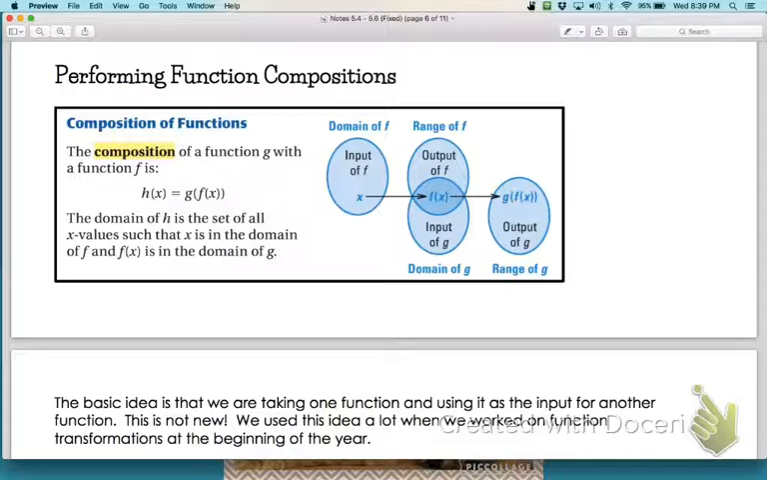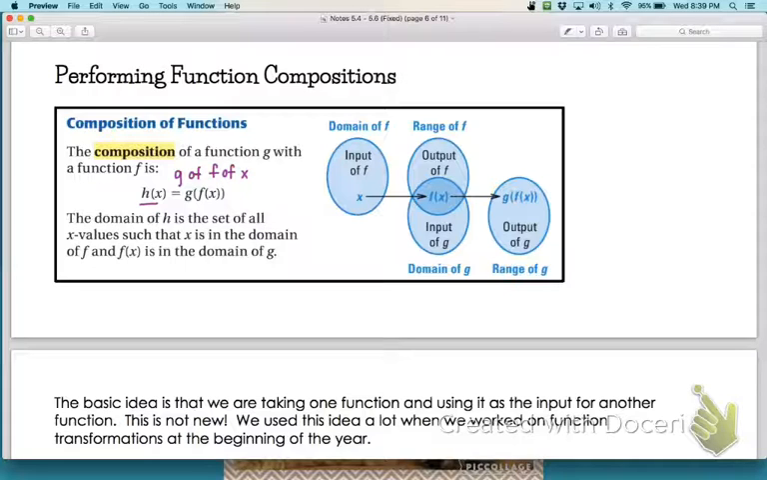Okay, so if I have a function g and I want to do a composition of g with a function f, then if we call that new function h of x, then it would look like this. So h of x is equal to, you would read this as g of f of x. Okay, so f of x is the inside, and then whatever f of x is, we want to do g of that.